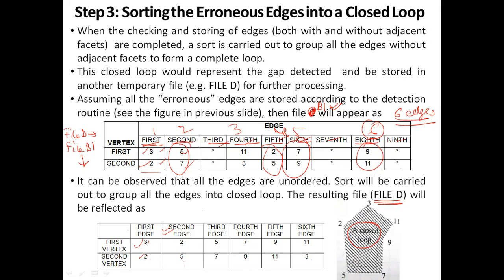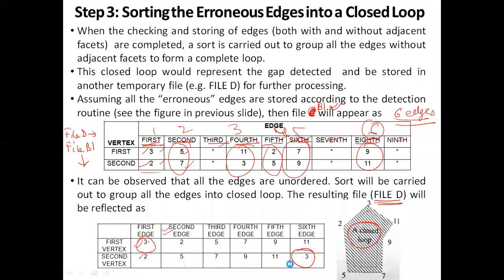Now I check for 11 as the first vertex of an edge, and what I find is 11 and 3. So now what I can see is 3 was the first vertex of the first edge, and now 3 is the second vertex of the sixth edge. That means the loop has been completed.